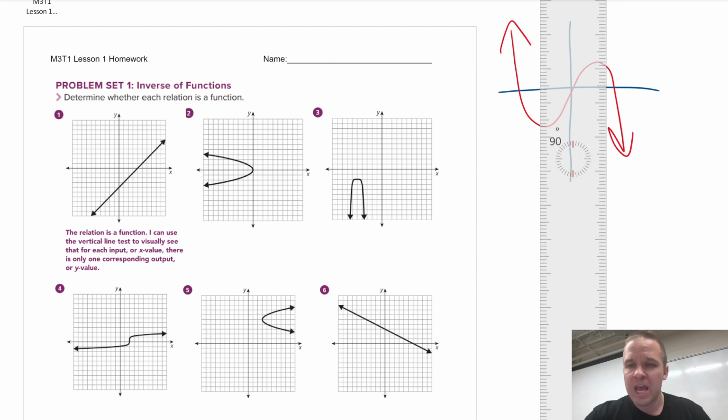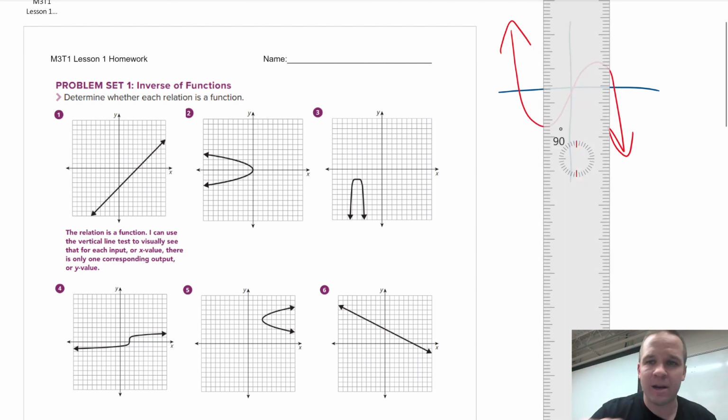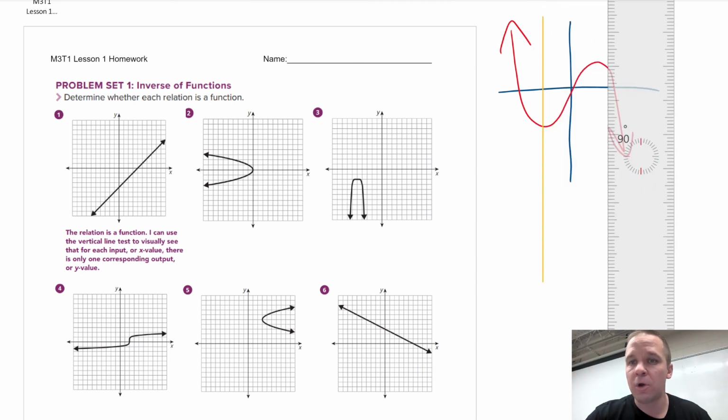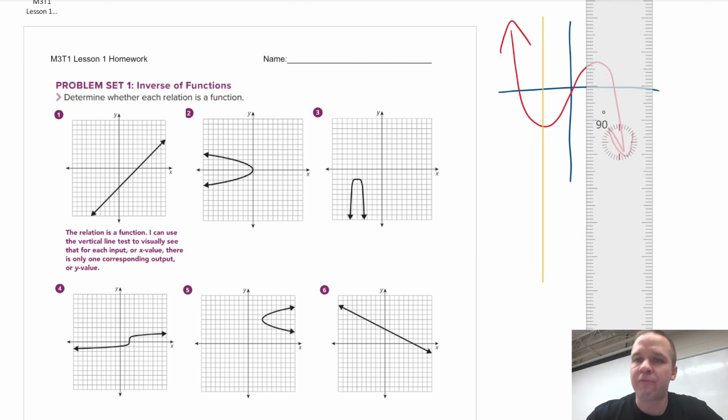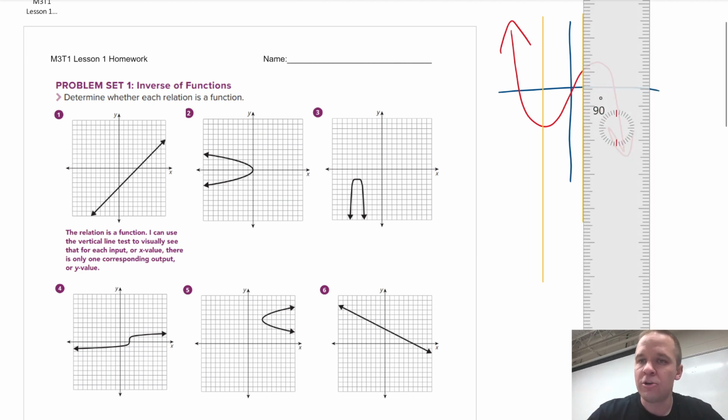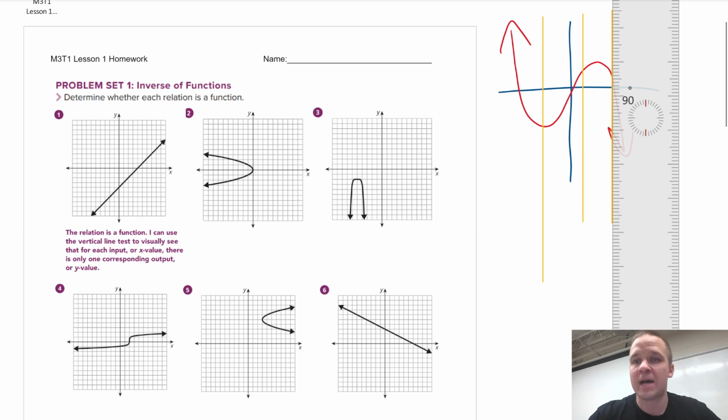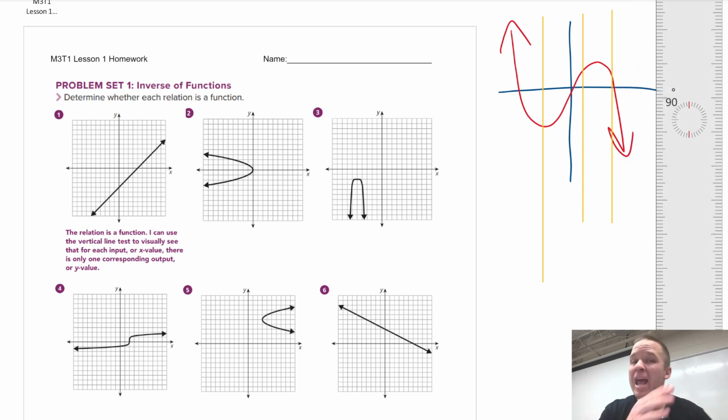If I were to draw any line at all along this ruler, it would only pass through that graph one time. No matter where I put it, this thing is only passing through one time. At any given spot, this relation is a function, and it is a cubic function. So that one would be a function.